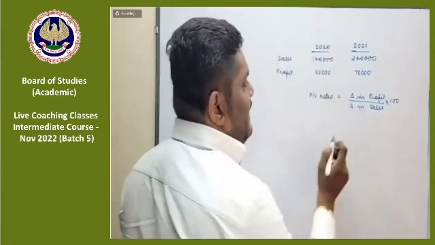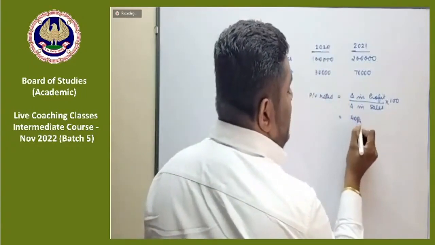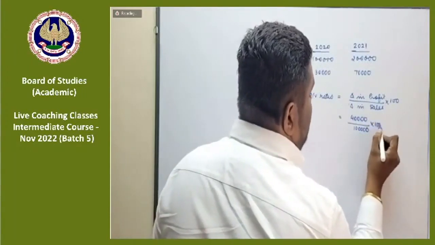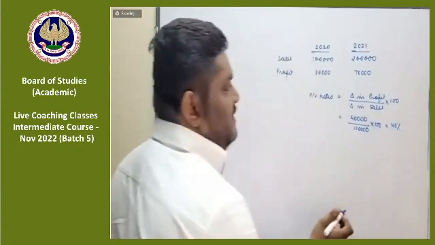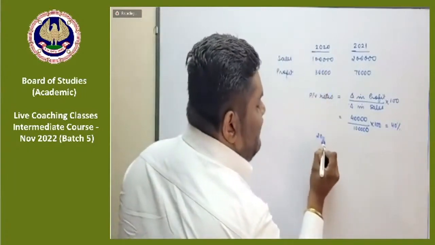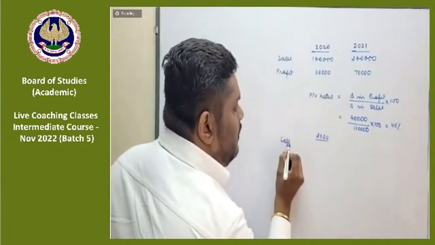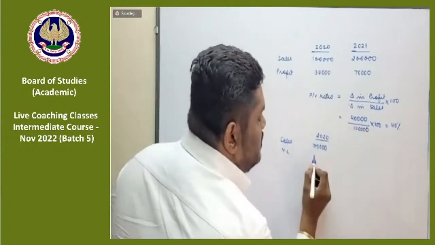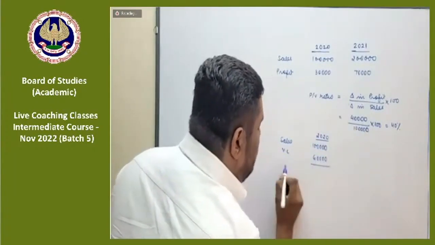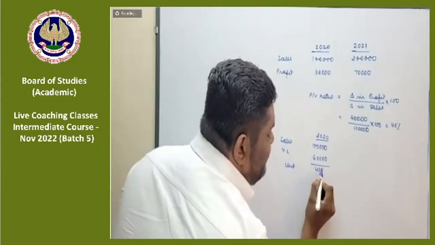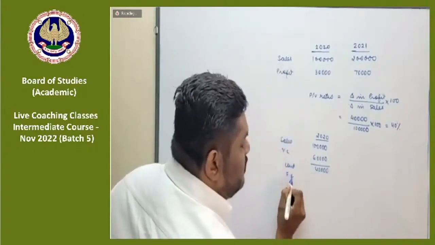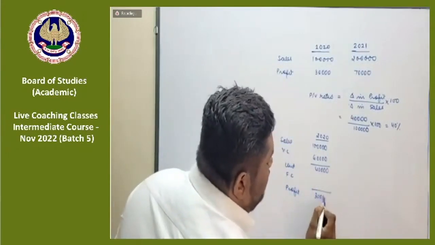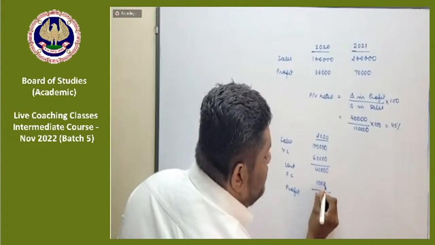So here in this case, the change in profit is 40,000 divided by change in sales, 1 lakh, into 100. So 40% is my PV ratio. We can easily calculate the fixed cost. Sales is 1 lakh. Variable cost will be 60,000. My contribution is 40,000. Fixed cost is not there, but profit is given, that is 30,000. Therefore, my fixed cost will be 10,000.